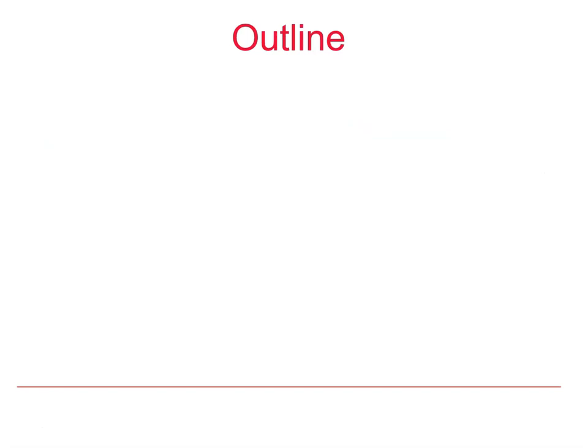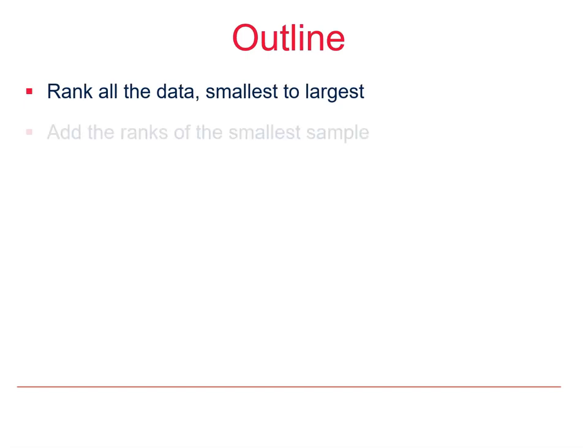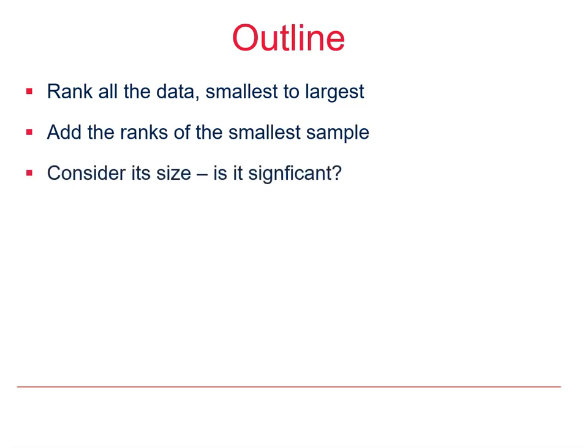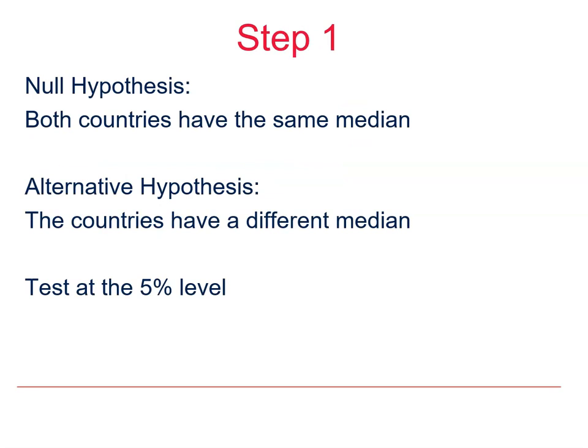So here's the basic idea. We merge the two datasets and rank the combined set smallest to largest. We look at the rank sum for the smaller sample and consider its size. Is it significant? Then, as usual, we draw our conclusion in context. OK, now let's work through this carefully. Here are the null and alternative hypotheses and the chosen significance level.